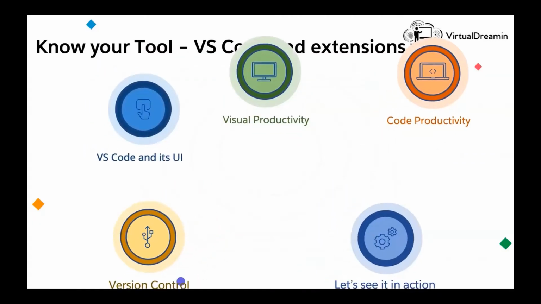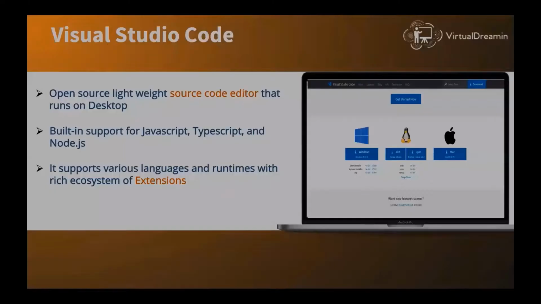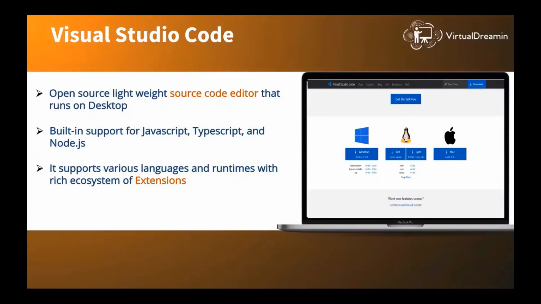So let's start with understanding what Visual Studio Code is and how it works. Visual Studio Code basically is a source code editor. It's an open source, lightweight source code editor by Microsoft. You can install it on any of the operating systems, including Windows, macOS, or any flavor of Linux. And it comes with built-in support for JavaScript and TypeScript.